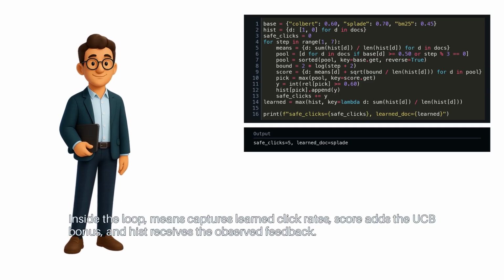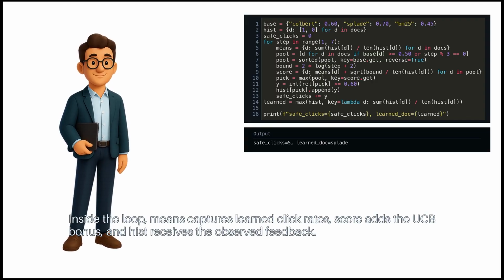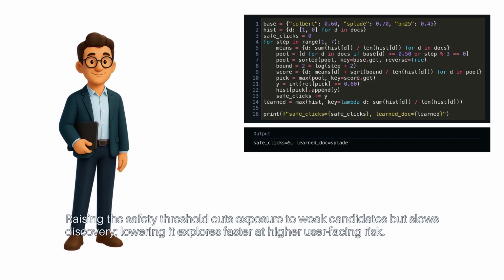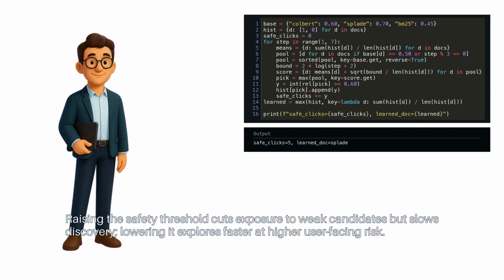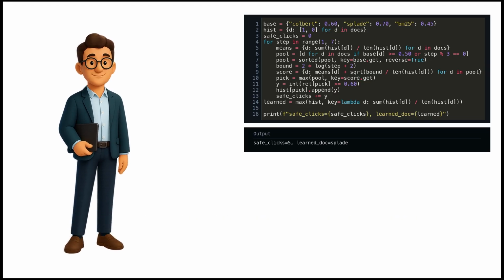Inside the loop, means captures learned click rates, score adds the UCB bonus, and HIST receives the observed feedback. Raising the safety threshold cuts exposure to weak candidates, but slows discovery. Lowering it explores faster at higher user-facing risk. The visible output shows total clicks collected and which document the loop learned to prefer.